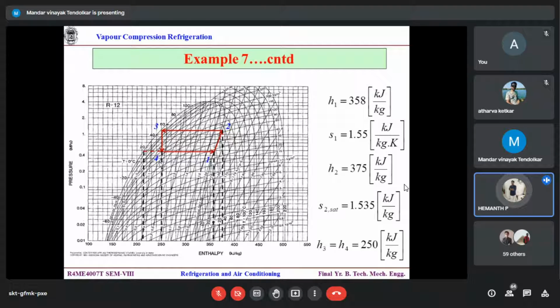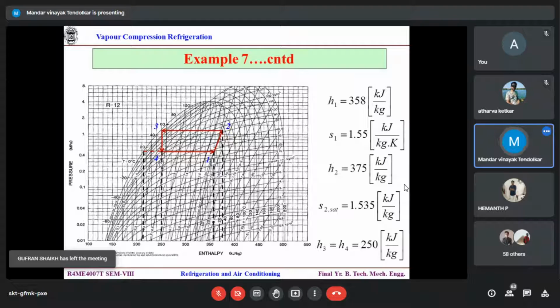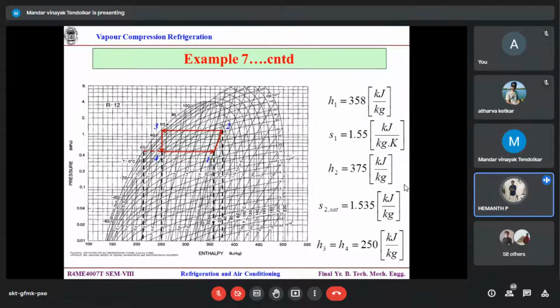Yes, sir. Values are matching. But how did you get the S2 saturated? What is so difficult in that? S2 saturated means the intersection with the saturated curve. The entropy initially was known, 1.55. It was lying on the line itself. These are the entropy lines.